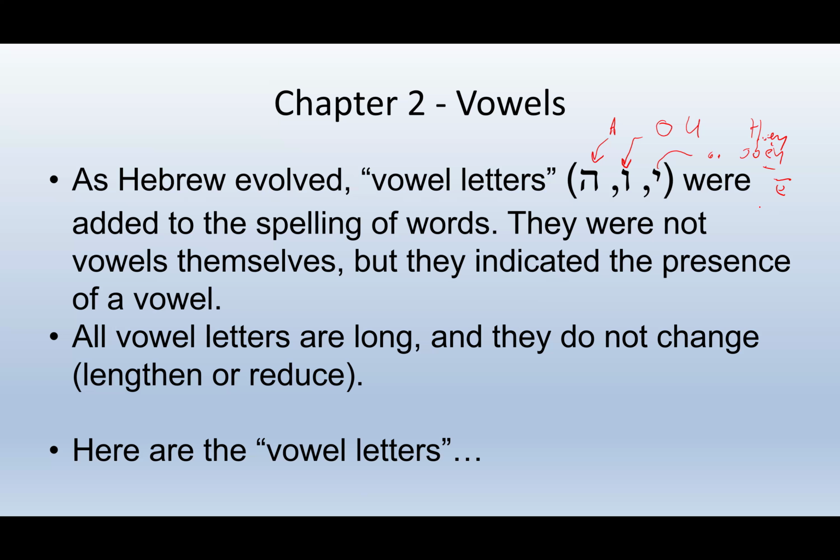But anyway, they began putting some of these letters in to indicate the presence of a vowel. They weren't the vowels, but they would mark the presence of a vowel. All vowel letters are long, and they don't change. Now, the ones we looked at, short vowels, reduced vowels, long vowels, can lengthen and can shorten. The vowels can change depending upon what's happening in the word. But when it comes to the vowel letters, they're long. They do not change. They will always be long. They do not reduce. Okay.